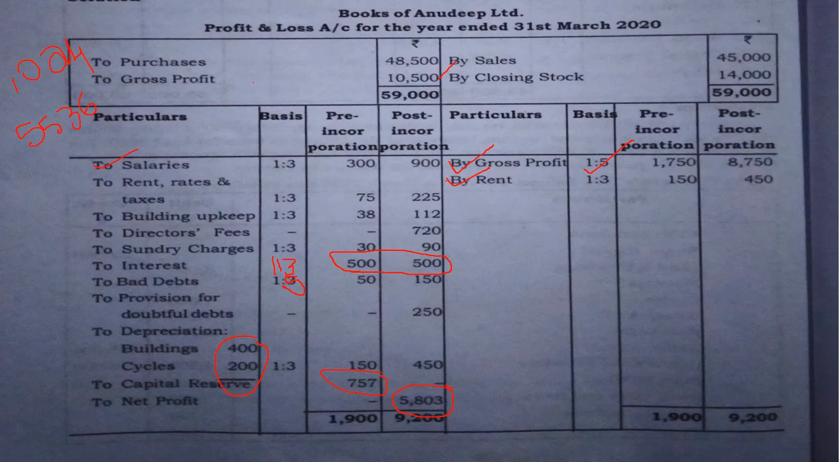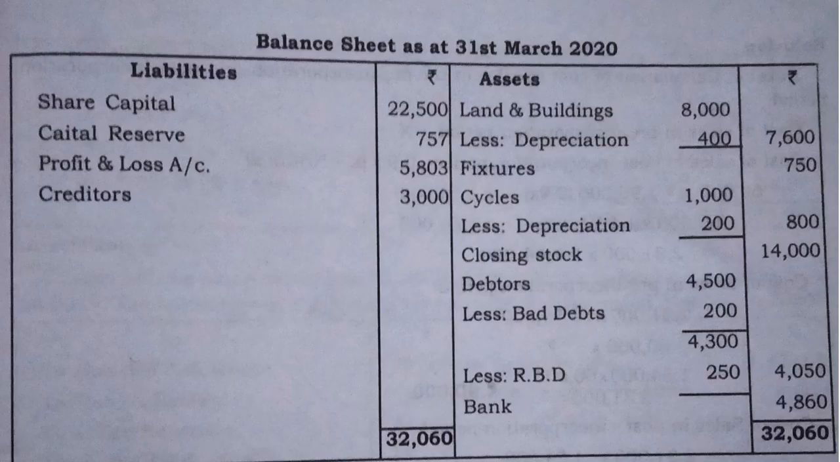Okay. So after this, you have to draw the lines for the balance sheet. If you're done with this, then draw the lines for the balance sheet. You prepare the ledger account. So balance sheet as at 31st March 2020. Draw the lines: liabilities, amount in rupees, assets, amount in rupees.